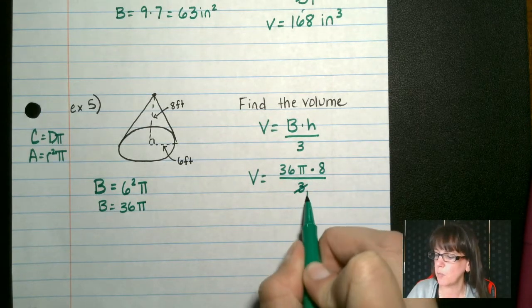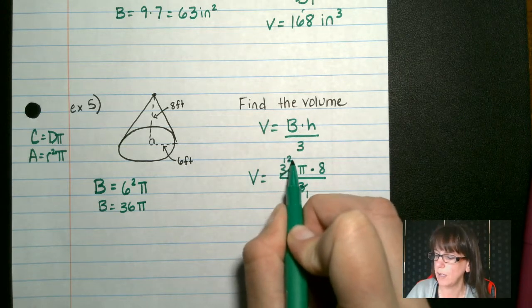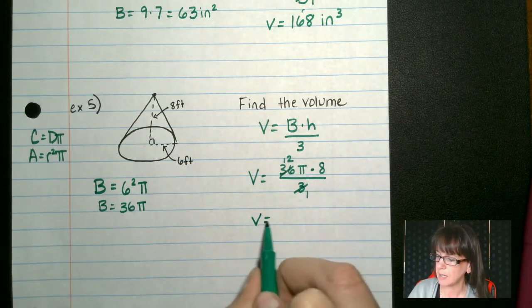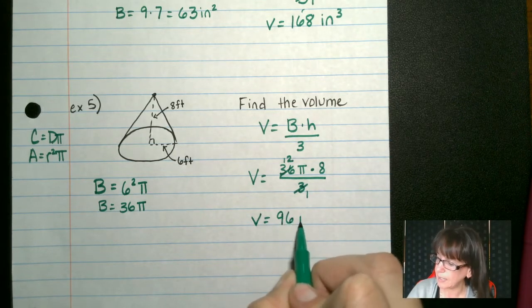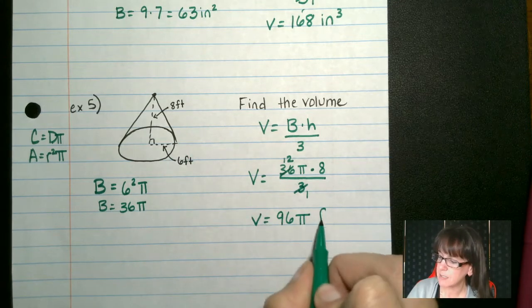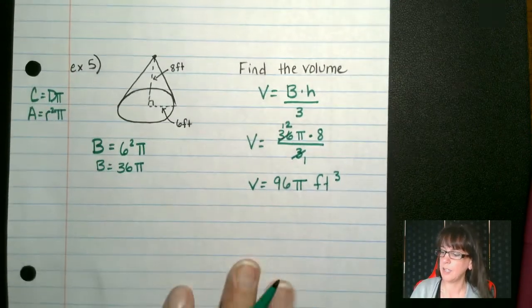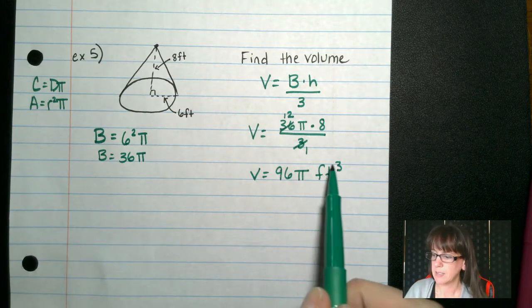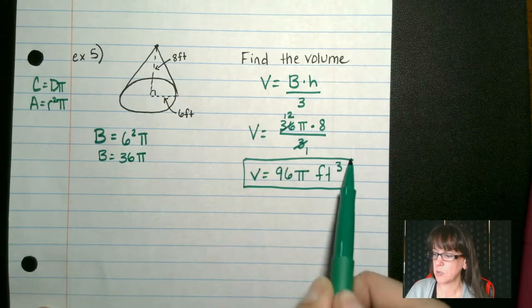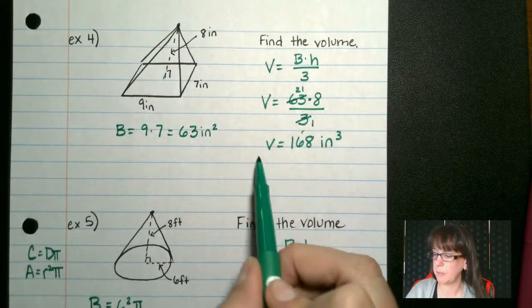So divide by 3, I get 1. Divide by 3, I get 12. Okay, so that means on the bottom, I just have 1. That's great. And then I have 12 times 8, which is 96 pi. And we're talking feet cubed. You can leave it as that, or you can multiply it by pi if you would like. But I think this is a more accurate answer because you want to leave it in terms of pi.